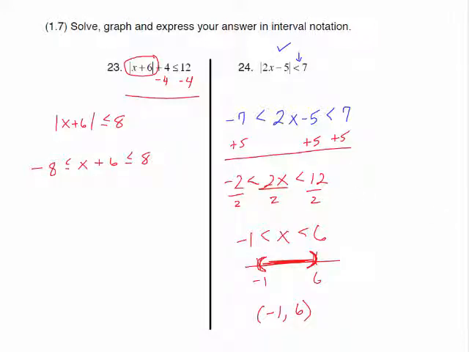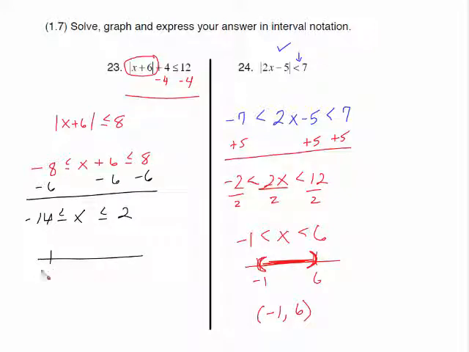I just need to solve, get x alone, so let's subtract 6 from all three of these columns, which gives me negative 14 less than or equal to x less than or equal to 2. Here's my graph from negative 14 to 2. But because this is less than or equal to, we're going to get the square brackets on here and shade between, which gives me that identical interval notation from negative 14 to 2.